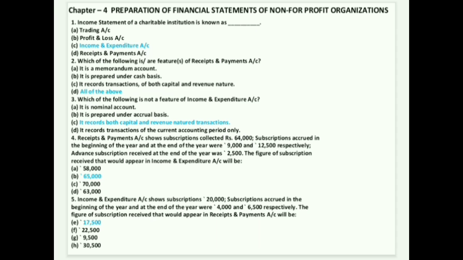Next, question number 3: which of the following is not a feature of income and expenditure account? Option A, it is a nominal account. It is prepared under the accrual basis. It records both capital and revenue nature transactions. It records transactions of the current accounting period only. Well guys, the one that is not a feature of income and expenditure account is that it records both capital and revenue nature transactions. Okay, next is numerical. We will discuss in another video. The other two are numerical, so leave them.